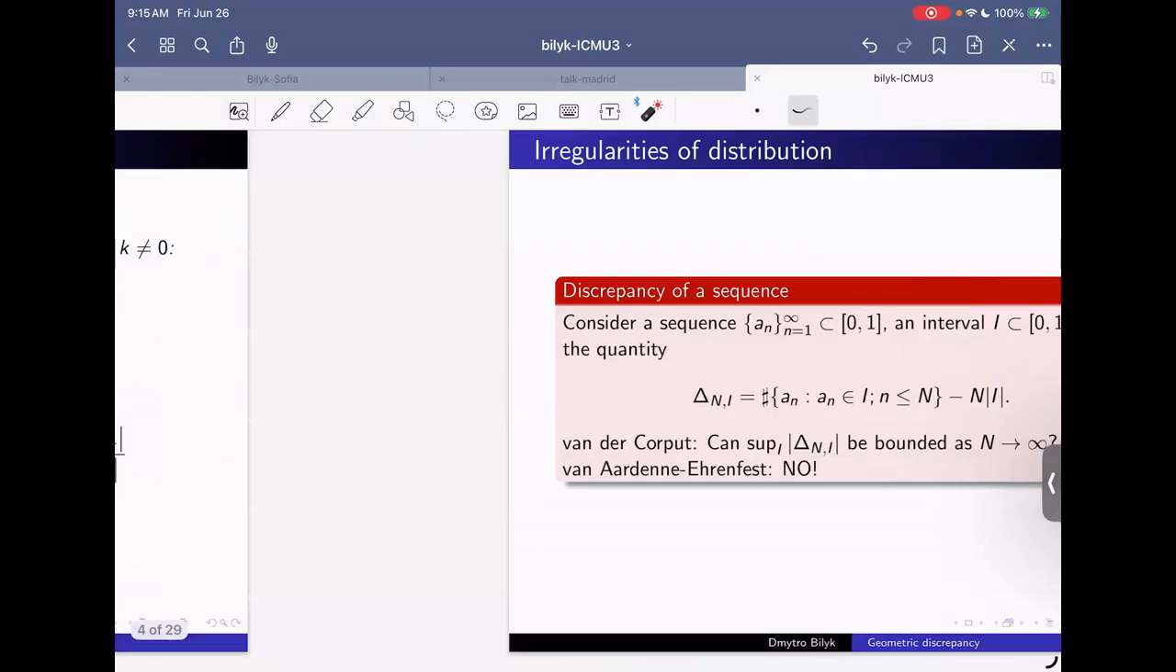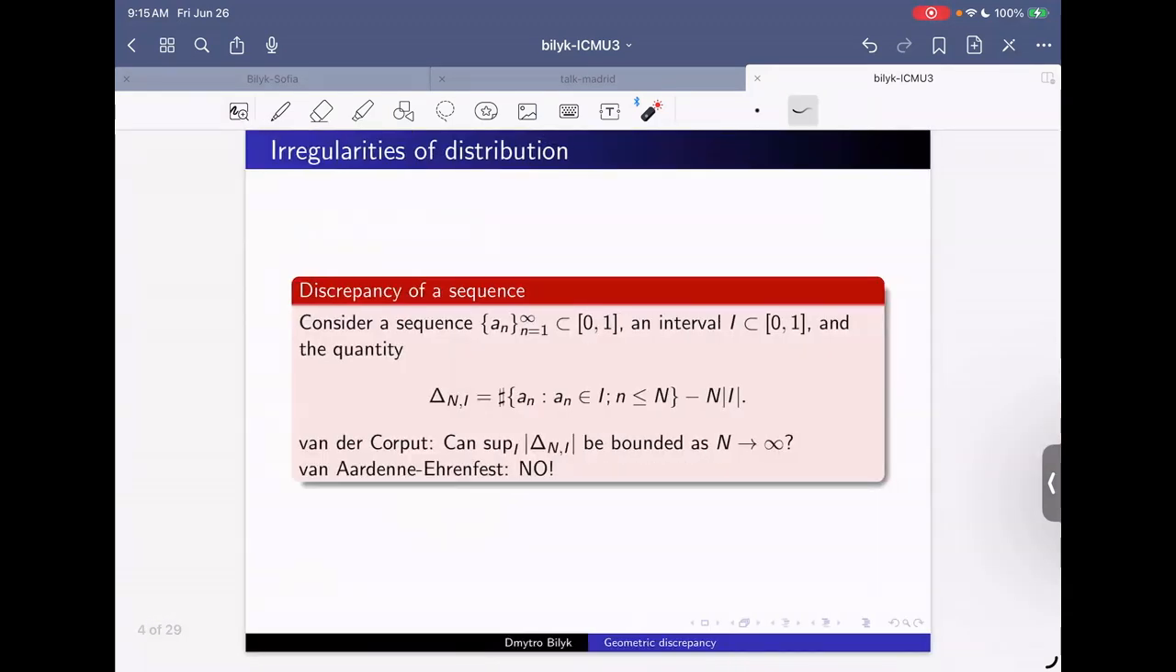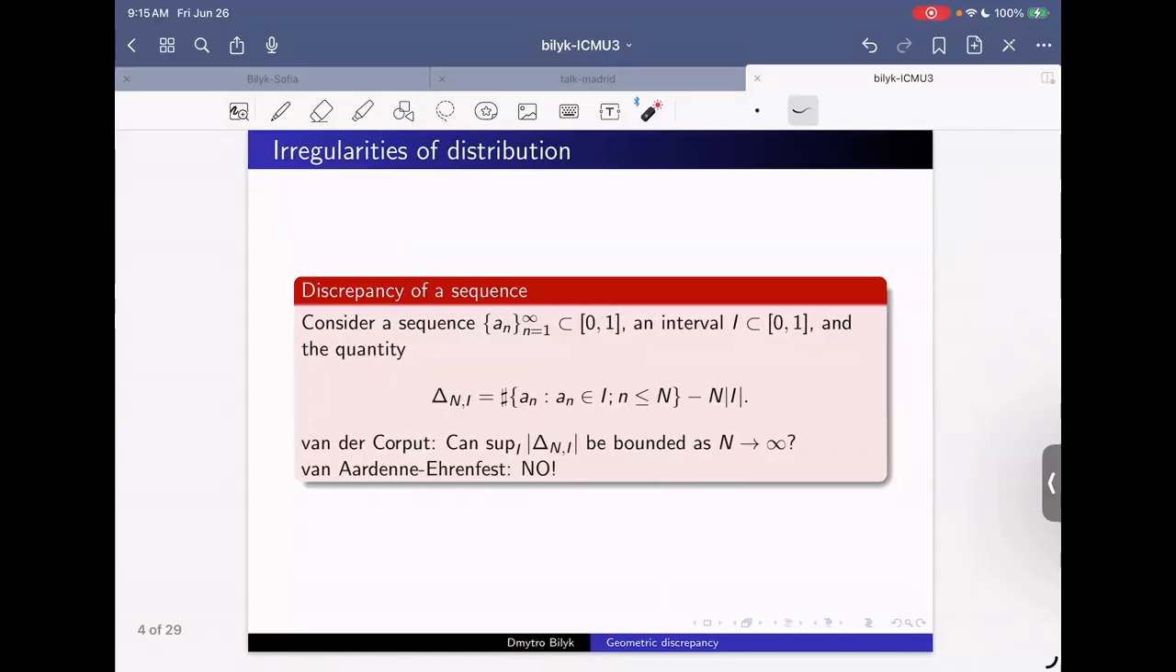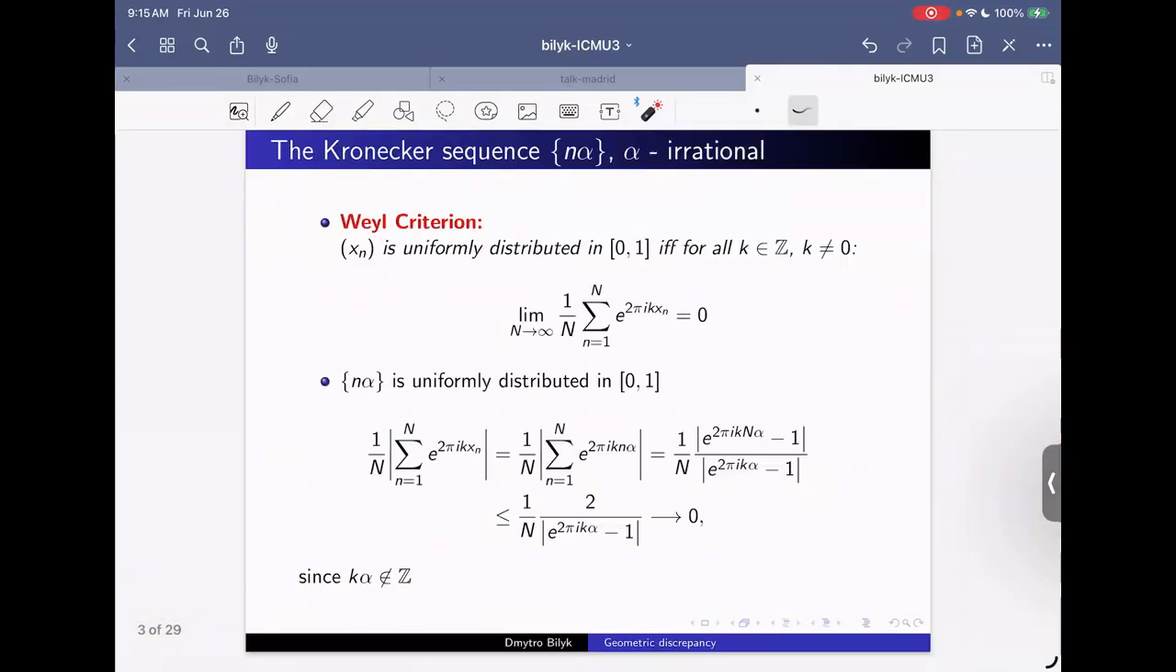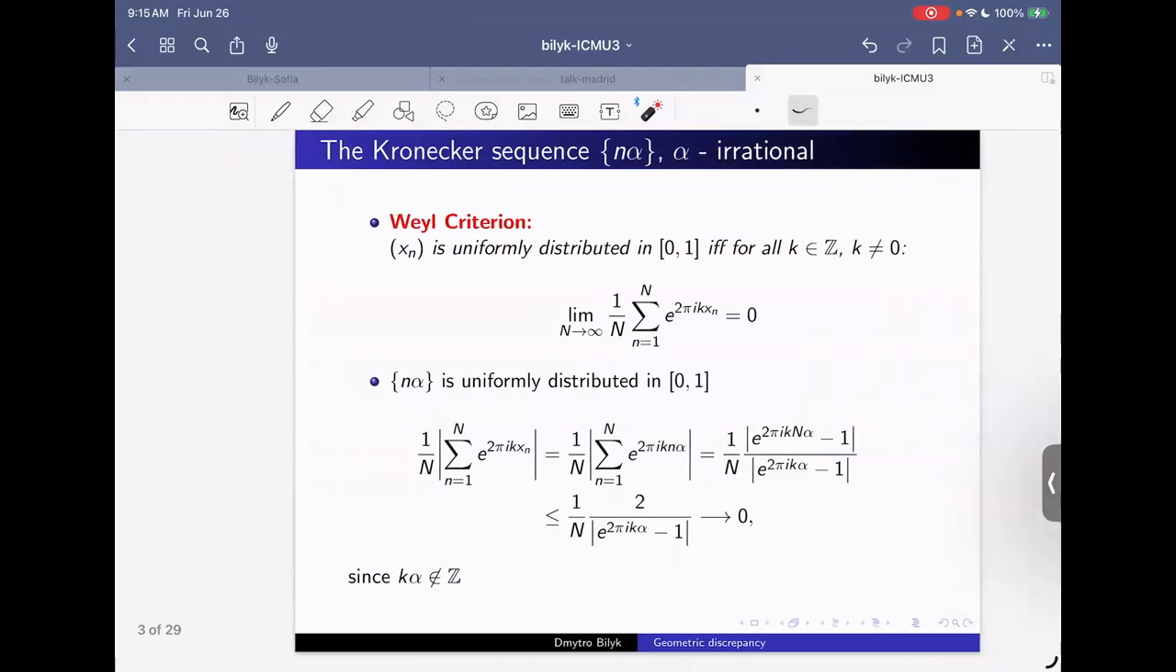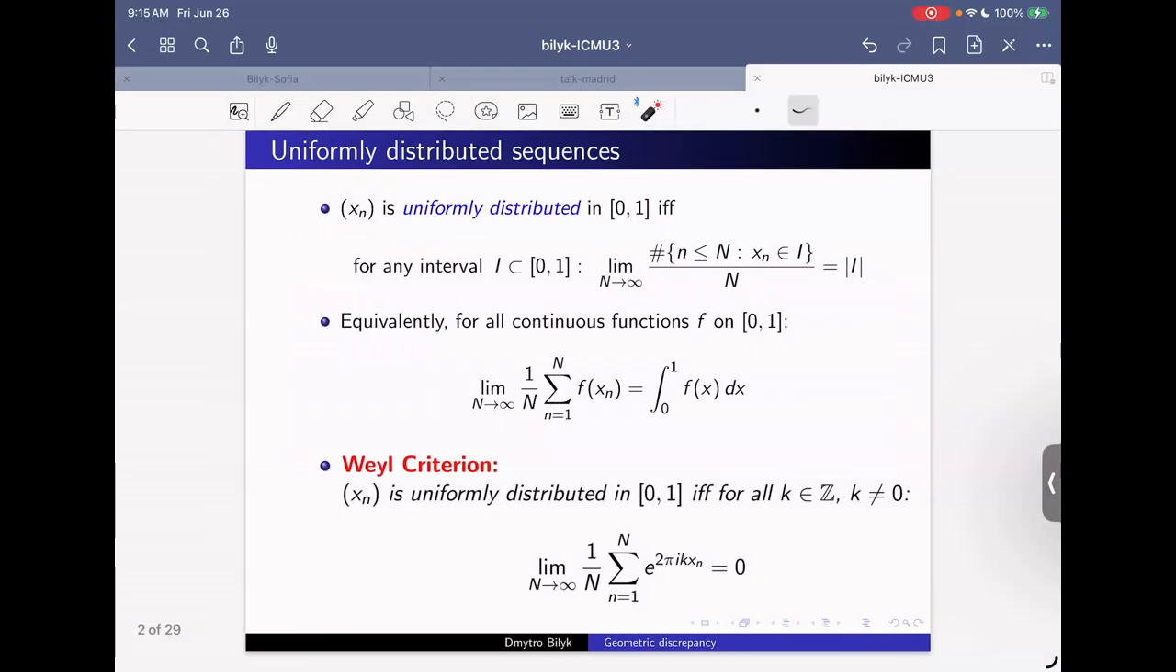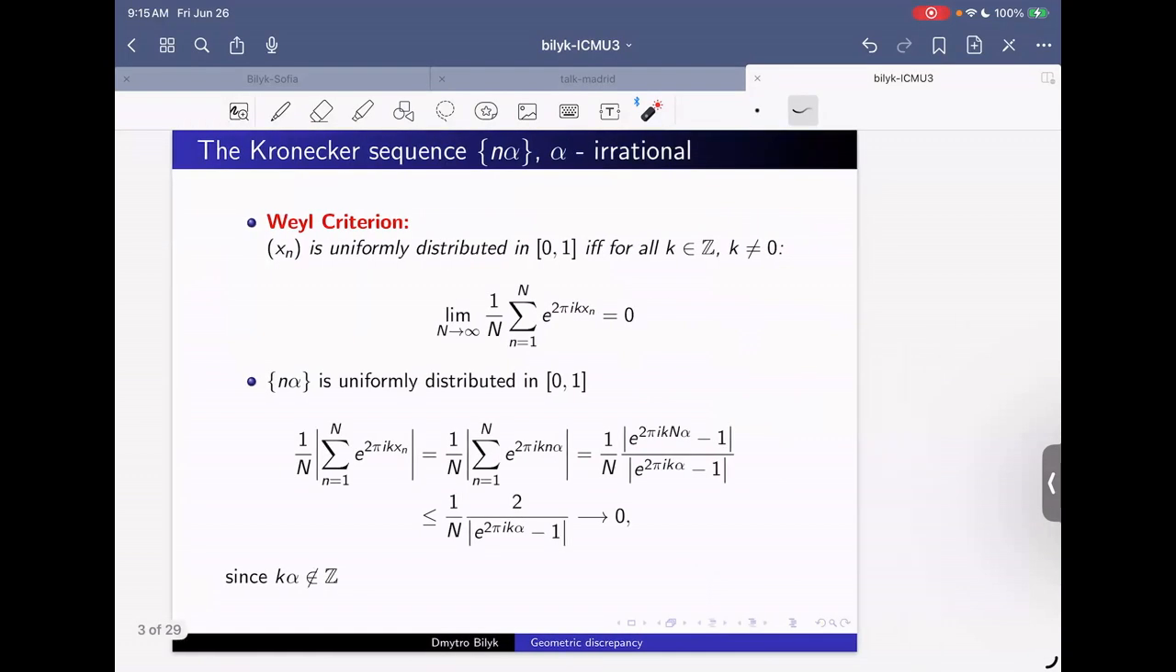So I'll talk a little bit more about sequences. So now that you know that, let me go back to the definition. If you want to know that these quantities have to converge to the interval length, well, you want to ask what's the rate of convergence, how fast that can happen. Okay. And that's where discrepancy comes in.